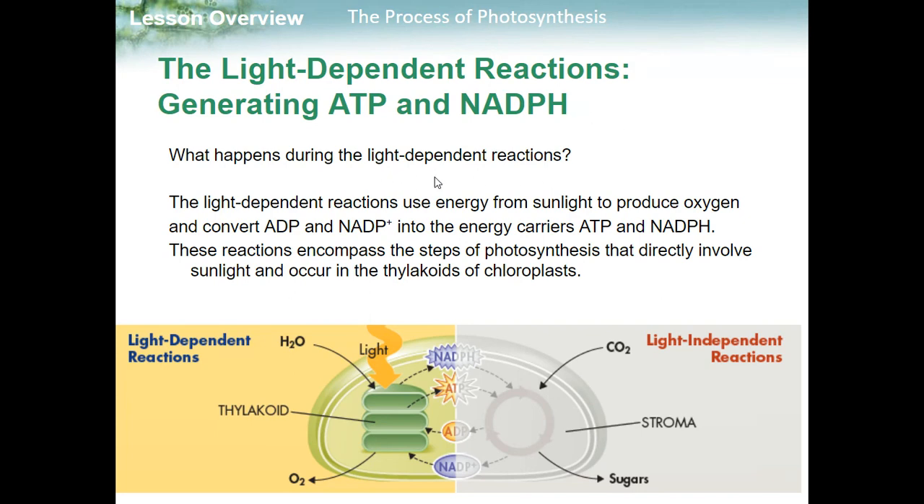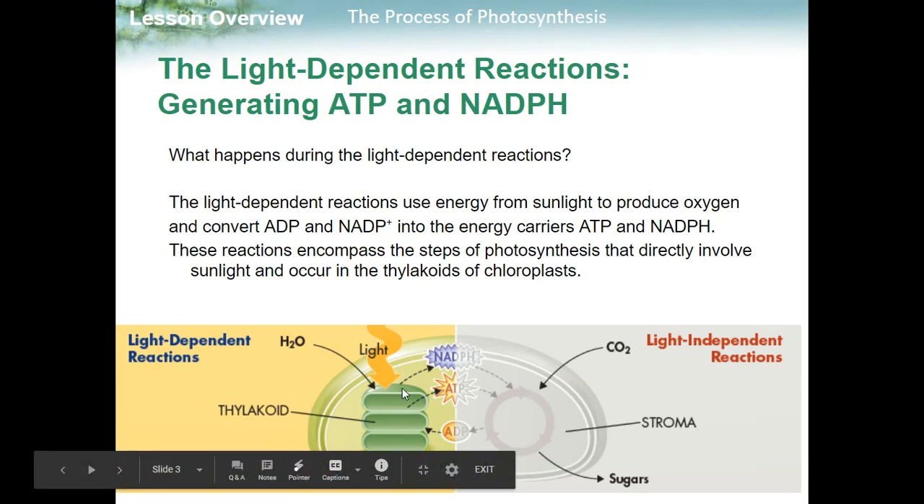What happens during the light-dependent reactions? The light-dependent reactions use energy from sunlight to produce oxygen and convert ADP and NADP into energy carriers, ATP and NADPH. These reactions encompass the steps of photosynthesis that directly involve sunlight and occur in the thylakoids of chloroplast.